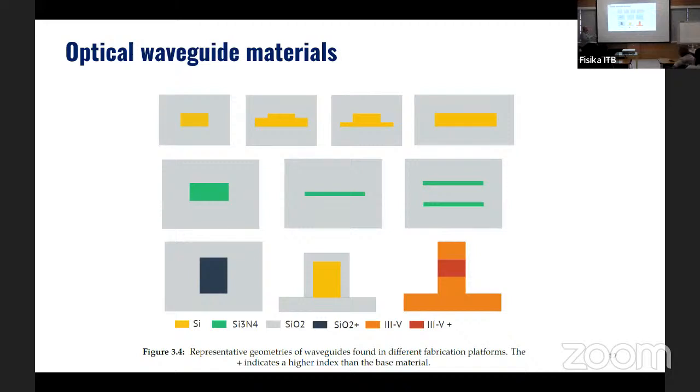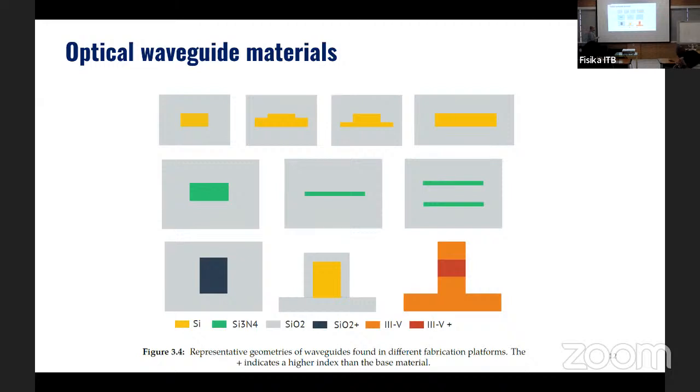The point is that you see the variety of waveguide cross-sections that you can have with various different materials. For example, if you choose to have silicon waveguide surrounded with a cladding of silicon oxide, then you can have this kind of buried waveguide, some sort of rib, some sort of really deep edge rib, and some wire waveguide, and so on and so forth.